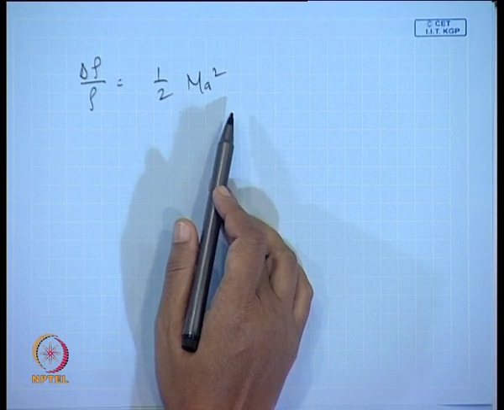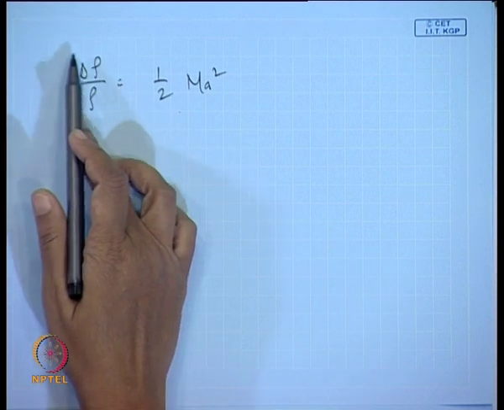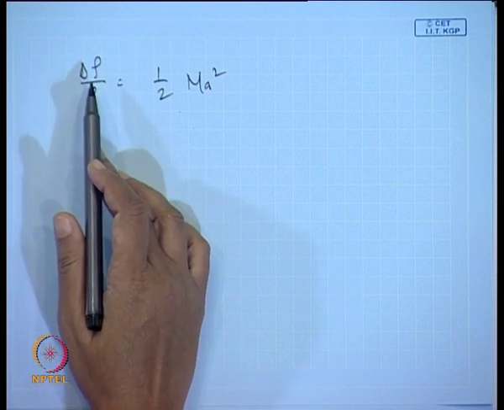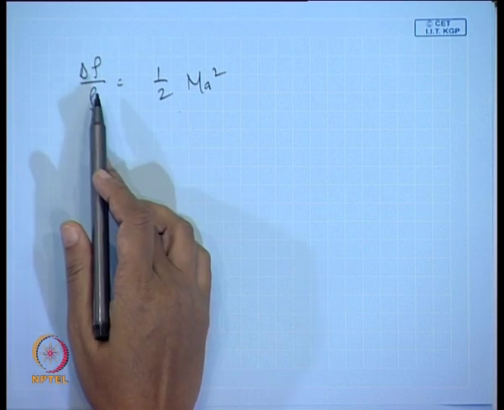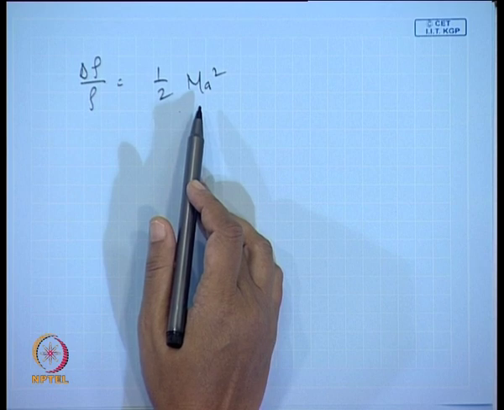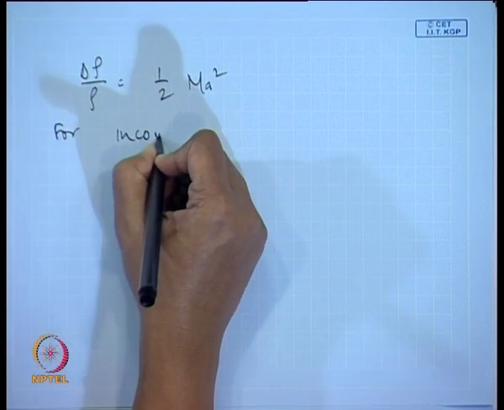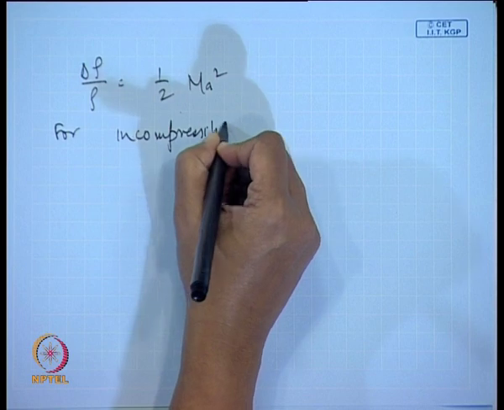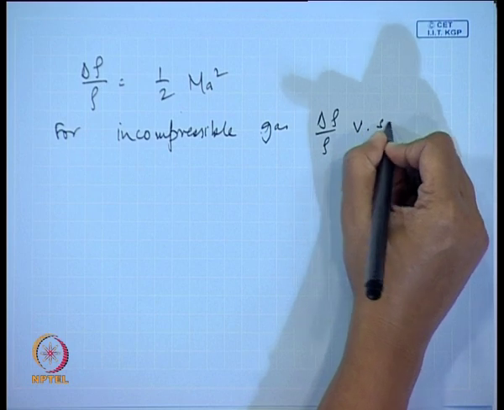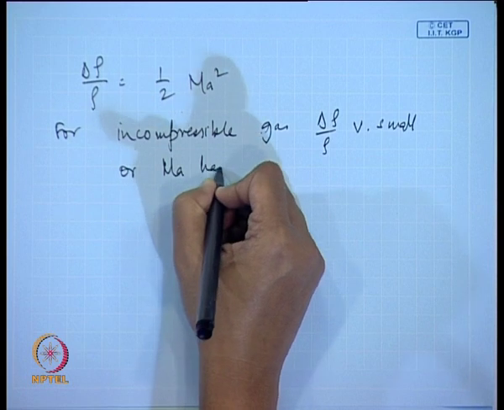So, therefore, we find that in order to define the compressibility or the non-compressibility, you have to see by how much amount the density changes for unit changes in pressure, and that can be related with the Mach number under those particular conditions, agreed. So, therefore, we know that for incompressible flow or for incompressible gases, delta rho by rho has to be very small, okay, or Mach number has to be very small.